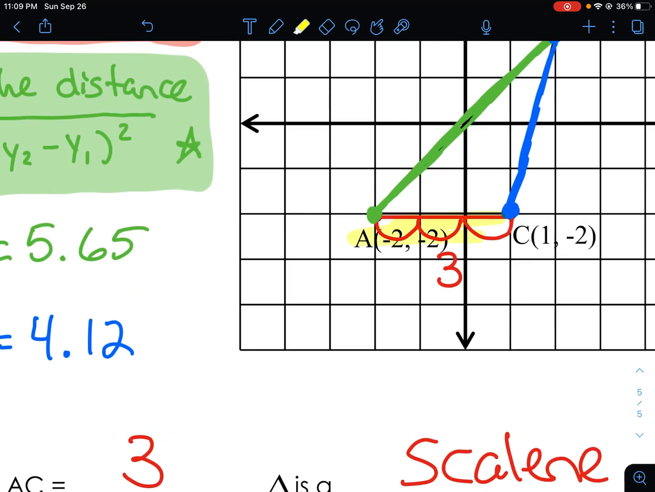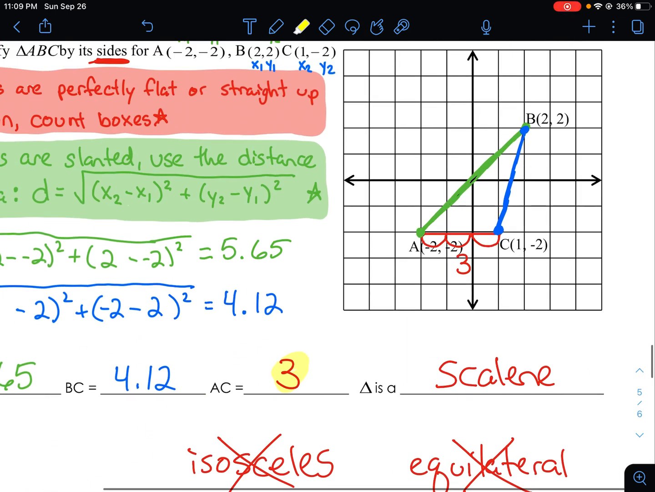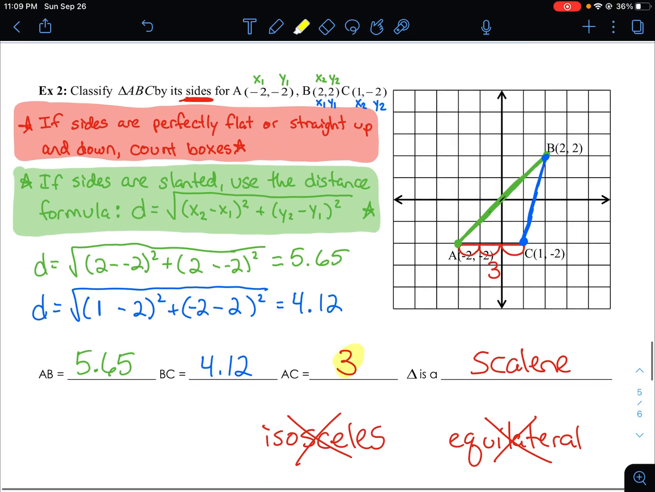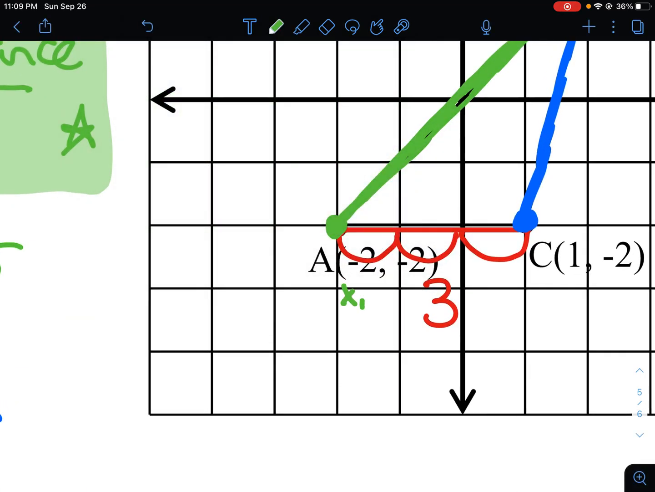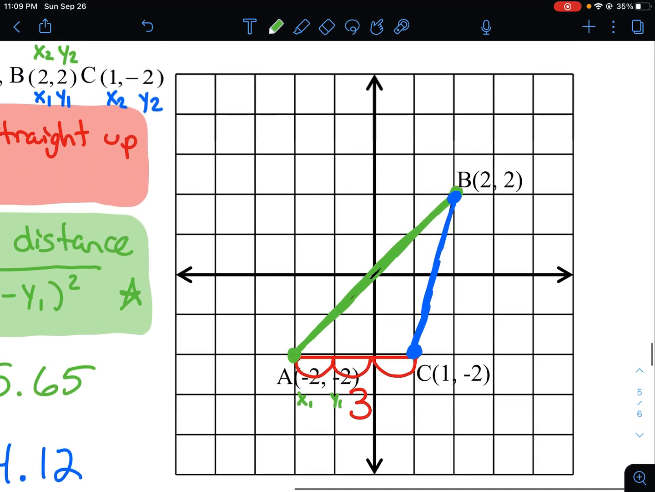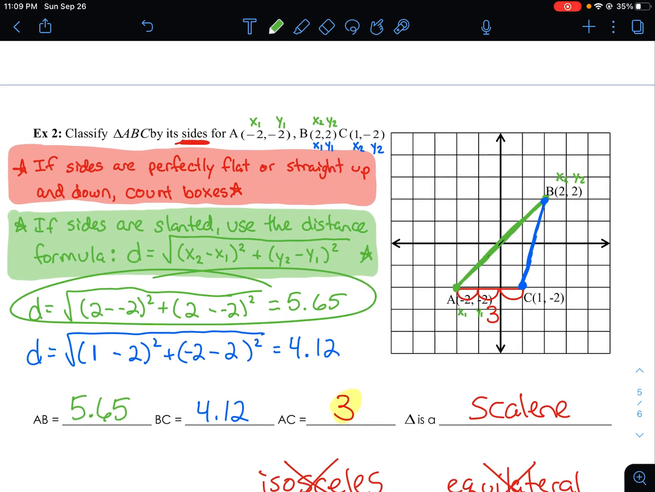So after finding out here that AC was 3, we have to figure out how long the other two sides are. So in green here, that's this side right here, AB. We can see that, again, using our distance formula, this is x1, y1. This is going to be x2, y2. And so when I plug those numbers into our formula here, we end up finding out that this side AB is 5.65, roughly.